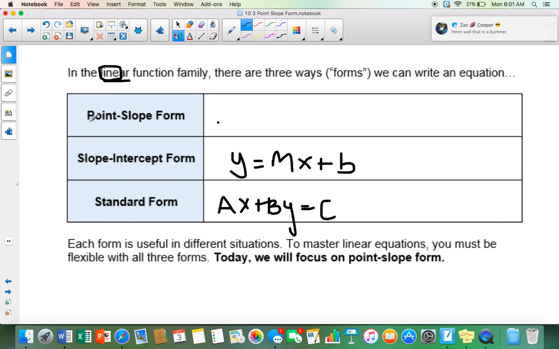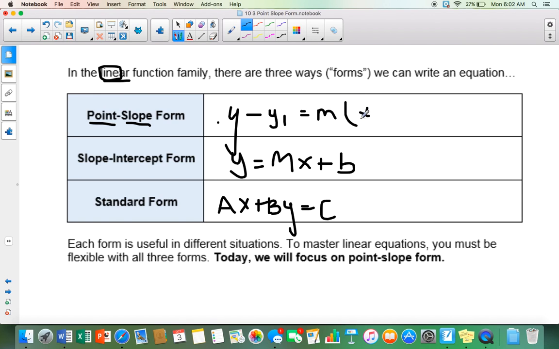Now today we are learning about our point slope form, which pretty much tells us exactly what it gives us. It gives us a point and it gives us our slope. So this is written as y minus y1 equals m times x minus x1.